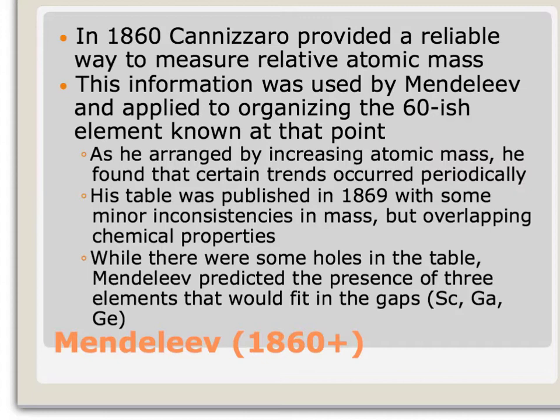He published his table in 1869, and what he came up with allowed for properties of elements that were similar to overlap, and he also, really interestingly, was able to predict where elements that were as yet undiscovered would eventually be found and placed. And three of those elements were scandium, gallium, and germanium, which were discovered shortly thereafter.